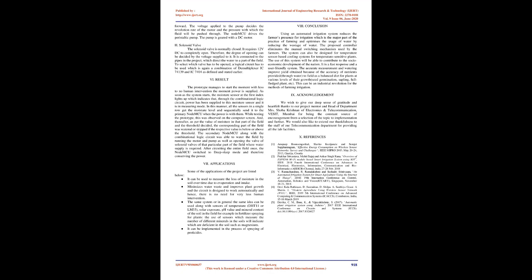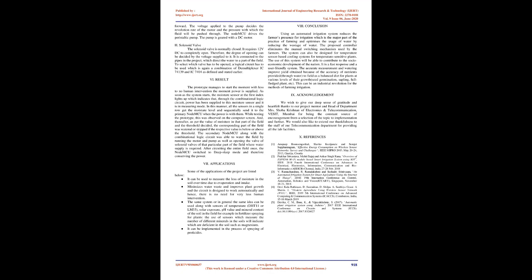While testing the prototype, this was observed on the computer screen. And, thereafter, as per the value of moisture in that part of the field and the threshold decided, the corresponding part of the field was watered or skipped if the respective value is below or above the threshold. The secondary node MCU along with the combinational logic circuit was able to water the field by running the motor and pump as well as opening the solenoid valves of that particular part of the field where water supply is required. After circuiting the entire field once, the node MCU switched to deep sleep mode, therefore conserving the power.